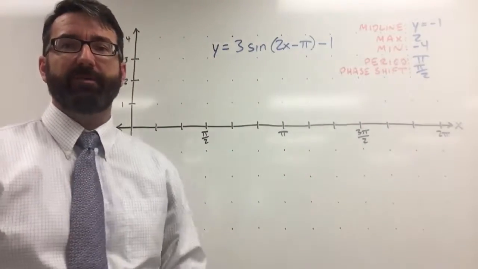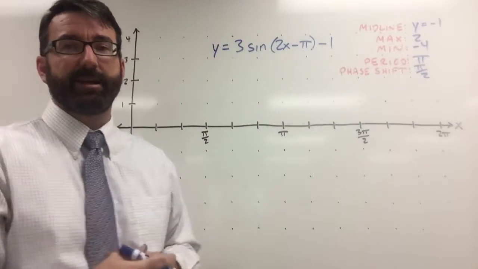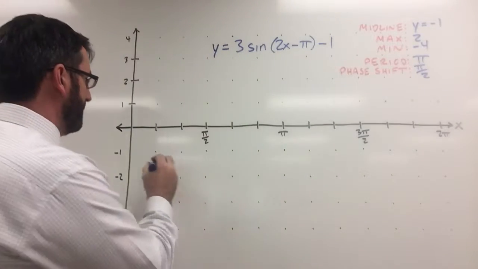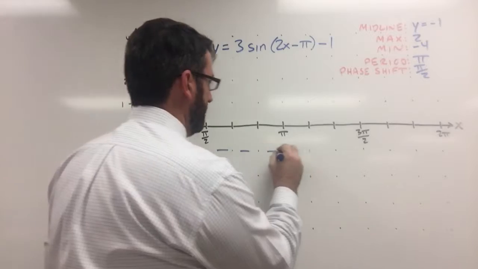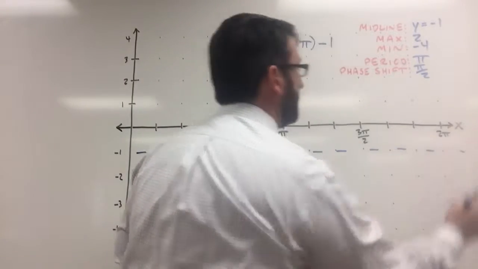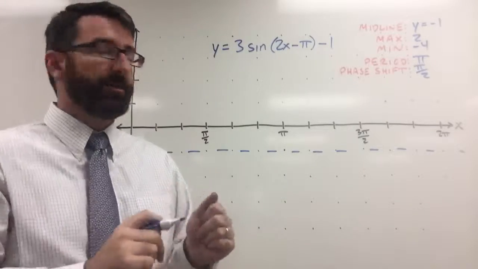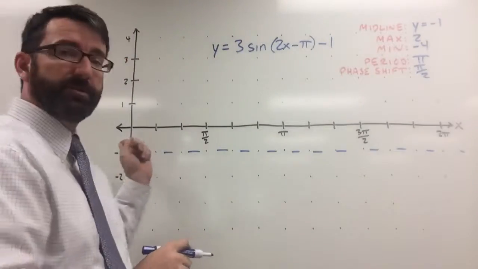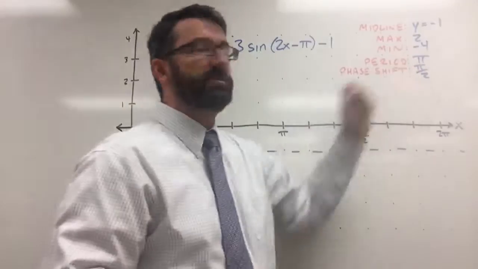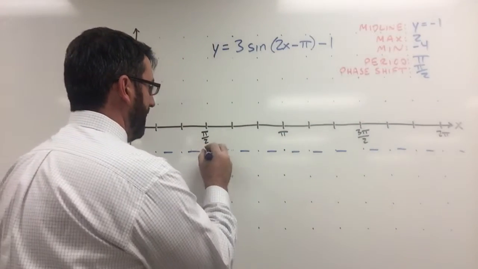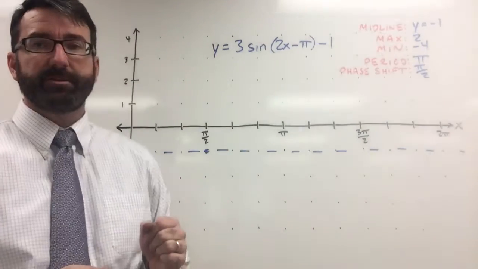Now we're going to graph 5 points, and that's going to allow us to graph our sine function. First we're going to graph our midline right there at y equals negative 1. Now the sine function always starts on the midline, and it normally starts right at 0, but remember we've shifted it to the right by pi over 2. So we're going to start right here on the midline at pi over 2.